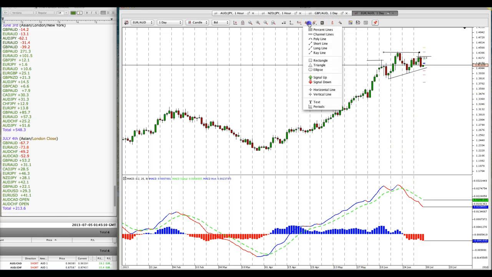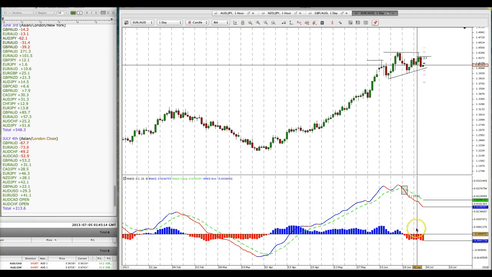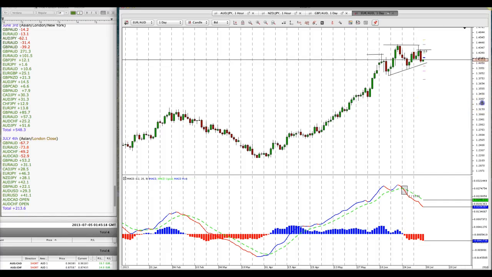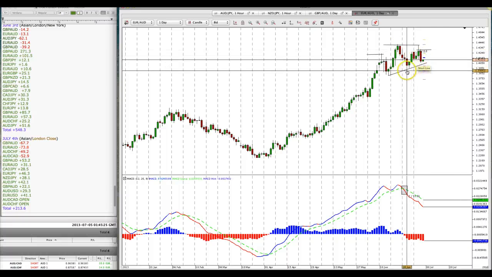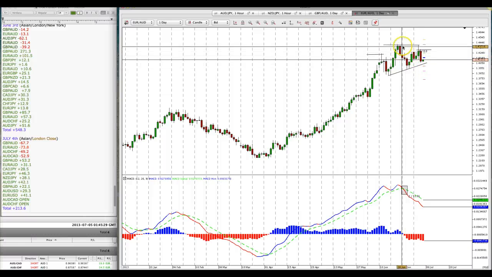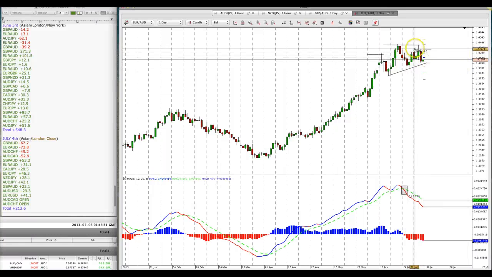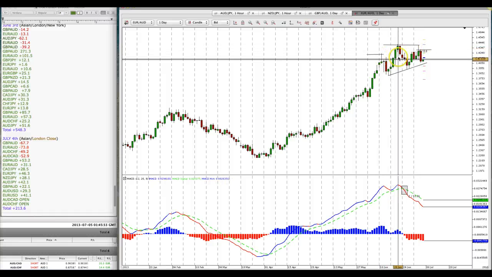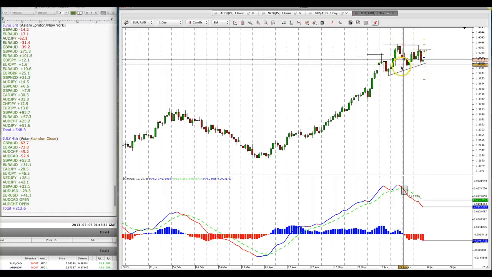Notice a couple of things. The lines on MACD are crossing to the downside. Histogram is below the zero line. That's one thing. We do have higher lows. The market's still in an uptrend, but we don't have a higher high any longer. We have a lower high, and it's created this head and shoulder pattern.